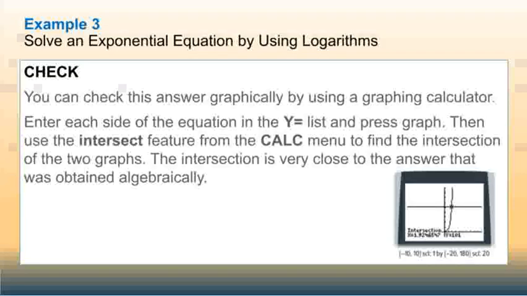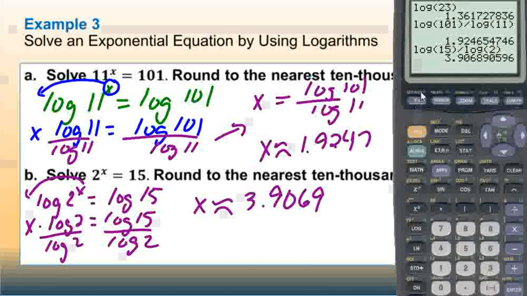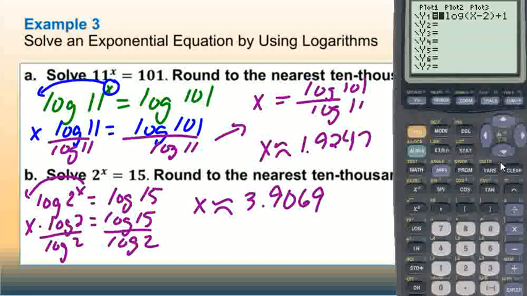Next, you can check this answer graphically by using the graphing calculator. Enter each side of the equation in the y equals list and press graph. Then use the intersect feature. So if we do that, let's go back to the original problem here so we can see what our equations were. So if I go to y equals, I put this as 2 to the x power, and the other one is 15.